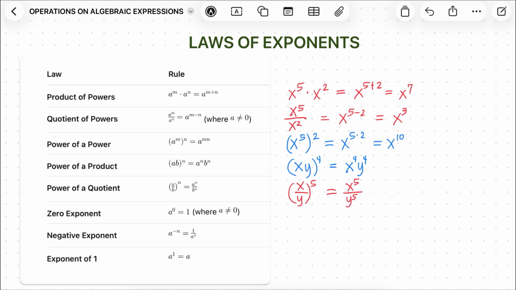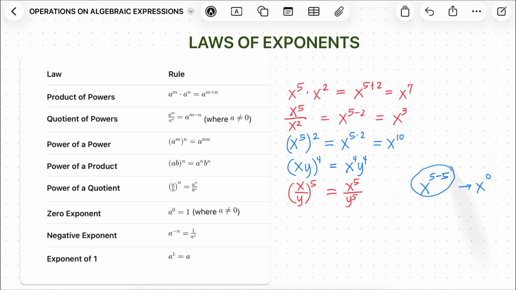Next, zero exponent. Zero exponent states that any number or any variable raised to 0 is equal to 1. Well, let me just explain that for a bit. We have x raised to 5 minus 5. This is the same as x raised to 0, right?